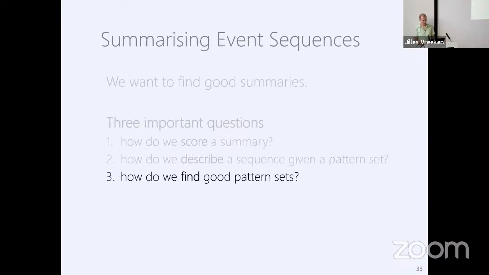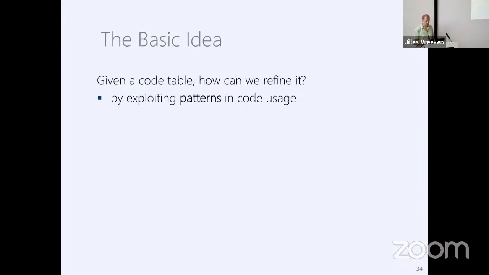Okay, so now we know both how to score a summary and how to find a good cover, and finally we need to find a good pattern set. How do we do that? Basic idea, I'm going to reiterate, and now I have colorful boxes to explain it.